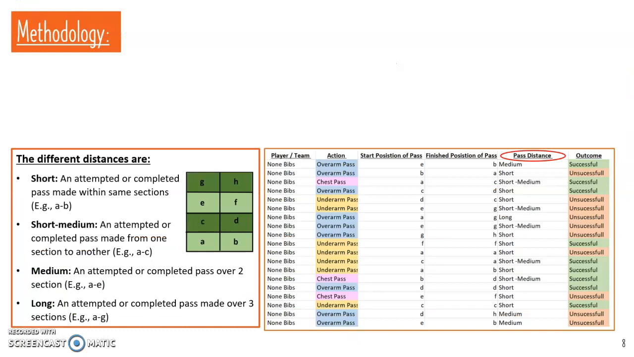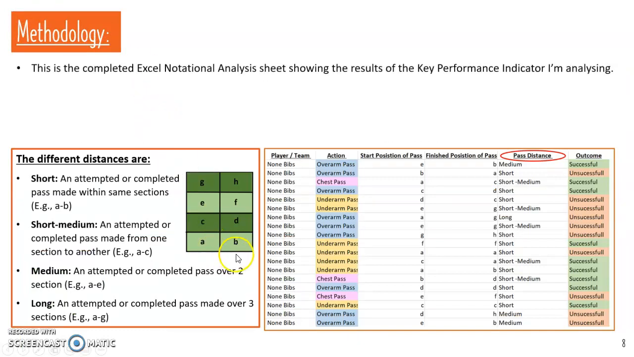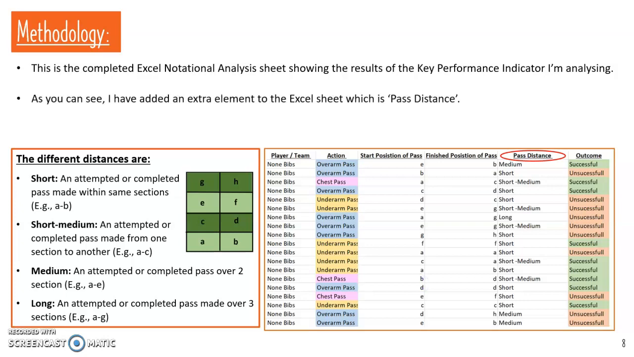So again, for my methodology. This, you can see in the bottom right, is the completed Edexcel notational sheet showing the results of the key performance indicators. As you can see, I've added an extra element to this sheet, which is pass distance. This is to help give a clearer picture of the distance the pass was thrown over.